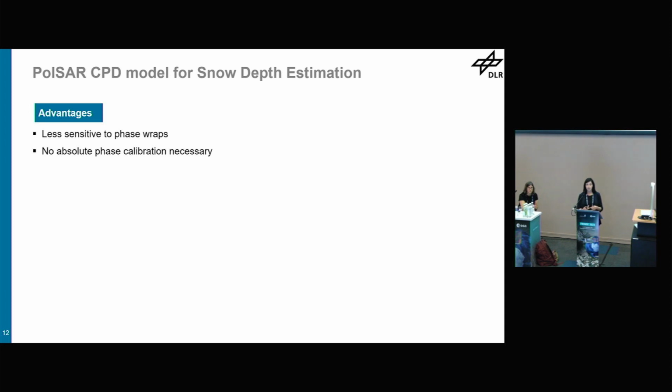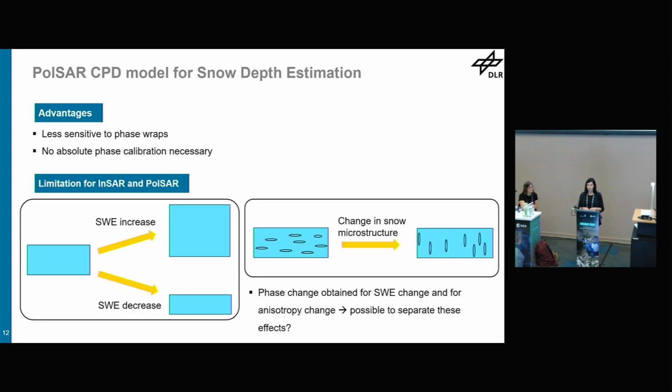The advantage of using the CPD is that it's less sensitive to phase wraps, and also that no absolute phase calibration is needed. However, there's a limitation for both InSAR and PolSAR. Between 2 measurements, because we're looking at repeat pass, the sweep can increase or decrease, or the microstructure, so the anisotropy, can change. However, a phase change is obtained for both. So we will obtain also the InSAR phase, even though the sweep stays constant and just the anisotropy changes.